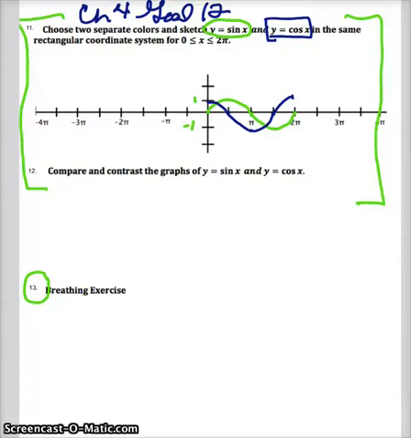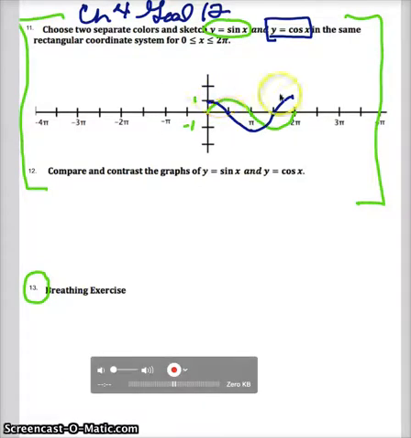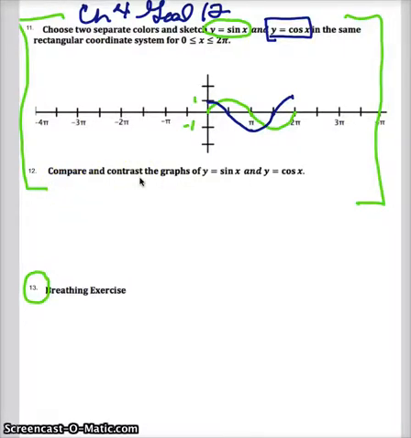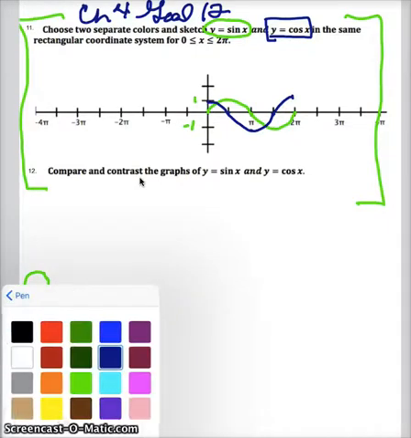To complete Goal 12, I hope that you have already graphed sine and cosine and listed your comparisons and your contrasts of the two graphs of those two functions. I want to point out a few things that I hope you notice about the functions. First of all, my light green is the graph of sine and the dark blue is the graph of cosine.